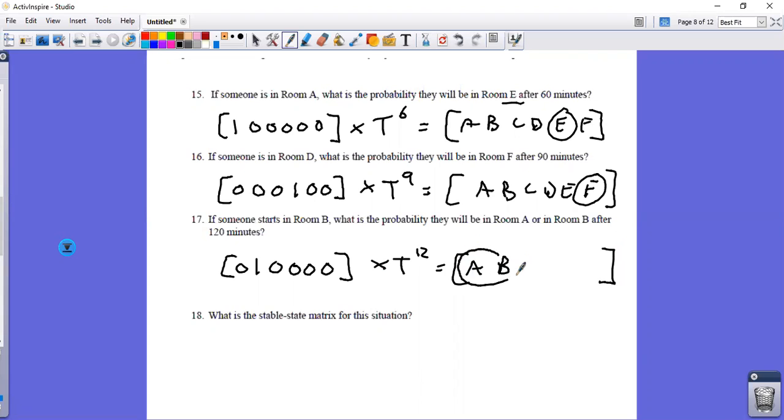You take those two and add them together for or. Oh, C, D, E, F, those don't matter. So A or B, you would add them. And then again, what's a stable state? Doesn't matter where you start somebody. When you do it to a big power, you're going to see what rooms they're most likely going to be in after a long period of time.